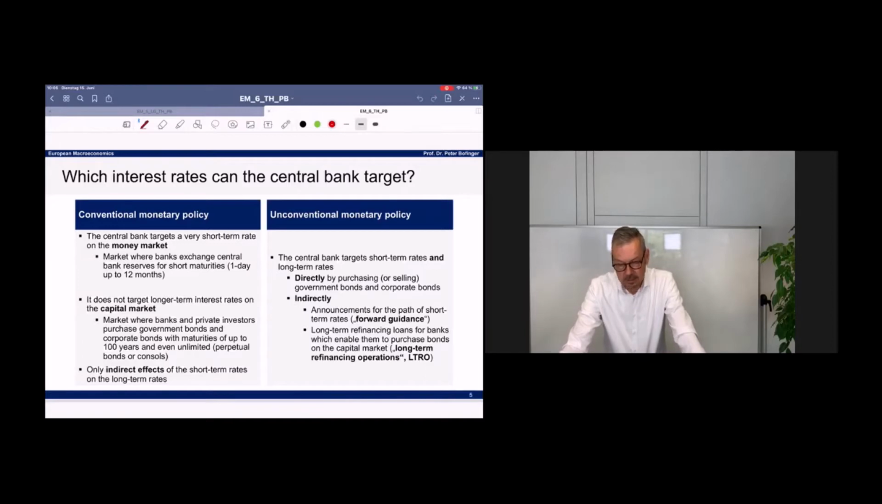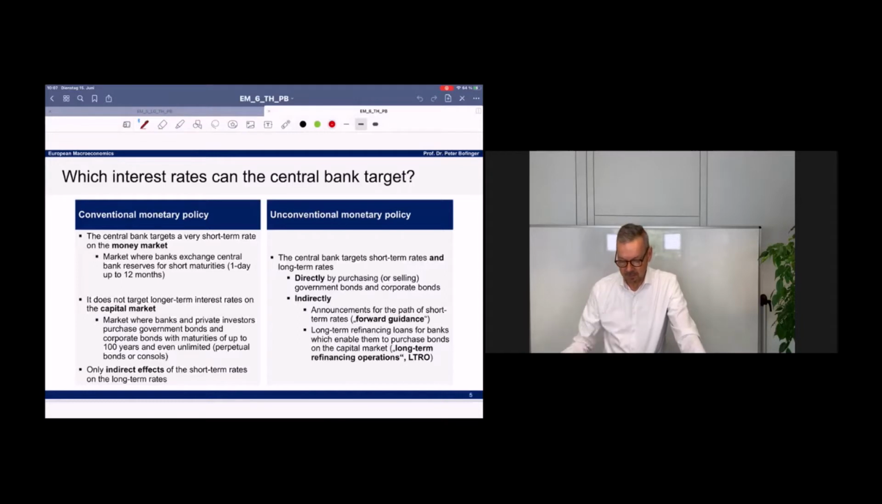Since then, the situation has changed, and we have now, in addition to conventional monetary policy, also something which is called unconventional monetary policy. Maybe this is no longer the right term, because it has become conventional in the last decade, and especially in the COVID pandemic. Unconventional means that the central bank targets short-term rates, but also long-term rates. The idea is that the central bank targets long-term rates directly by purchasing or selling government bonds and corporate bonds. And there are also ways to target long-term rates in an indirect way.